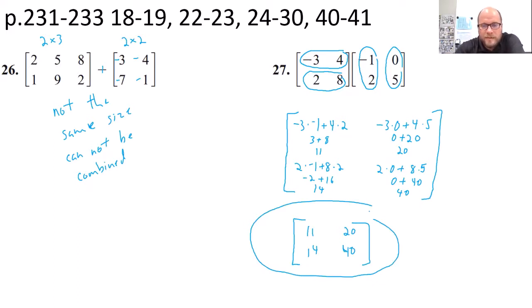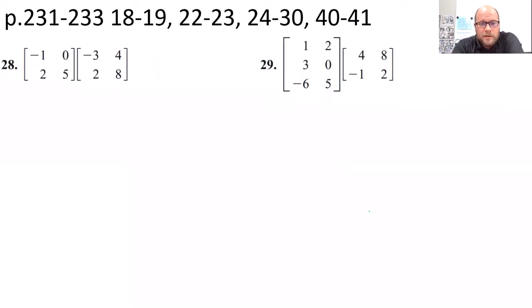Now, the matrices don't have to be the same shape or same size when it comes to multiplying. So we're going to look at one more where they are the same size, but then we're going to look at a couple that aren't the same size. So number 28, we have, again, a 2 by 2 and a 2 by 2. That's all right. We can do that. That's very similar to the other one that we just did. So multiply first row by first column.